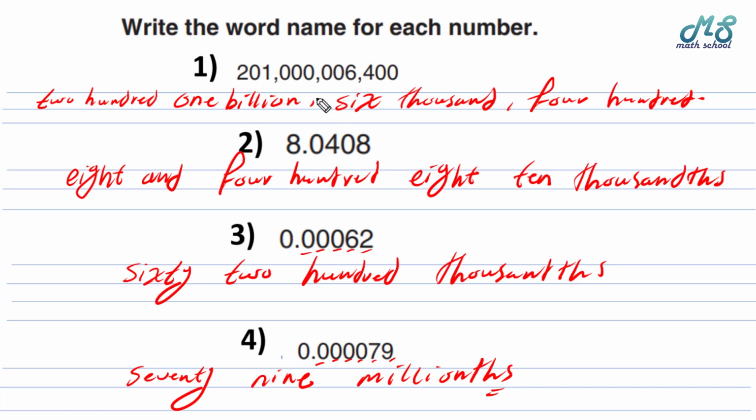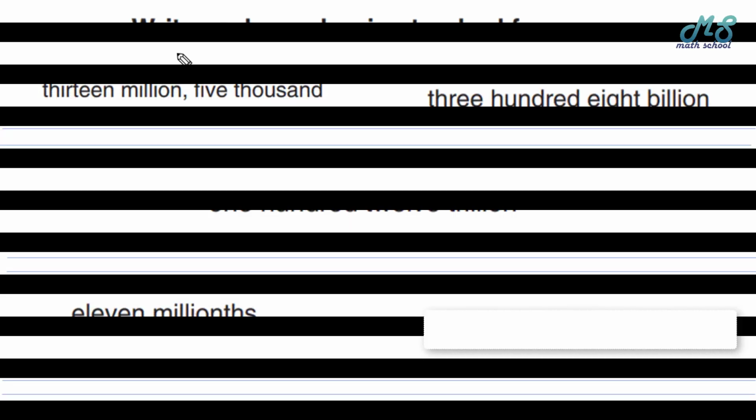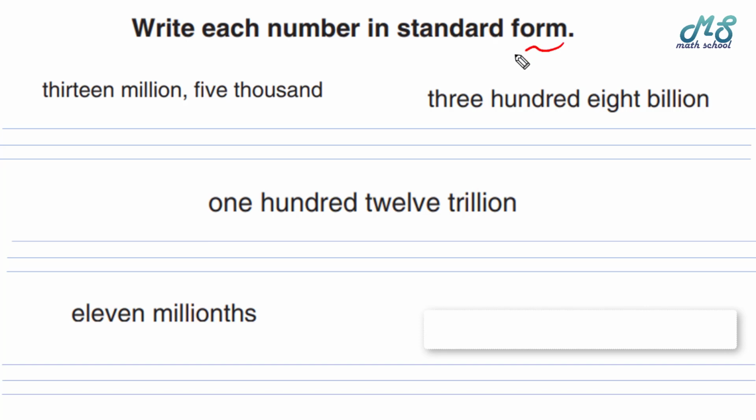So don't forget, the word form of the number means just write the number in letters. Write each number in standard form. Standard form means just write the number in digits. First step, guys, you have to determine how many periods we have. If the number is a whole number, 13,005,000, we have millions first, then thousands, then ones. Now, how many periods? We have 3 periods.